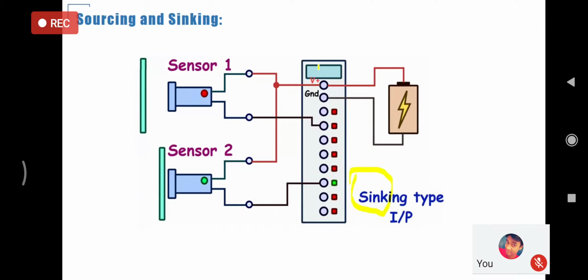Here the V positive of the sensor is connected to the V positive of the module, and the outputs of the different sensors will be connected to the individual points here. So these are the individual points. This means the power from the module is connected to one terminal of the sensor, and then the output is connected to the input module. So here we can clearly observe that the sensors are sourcing type and the input module is of sinking type.